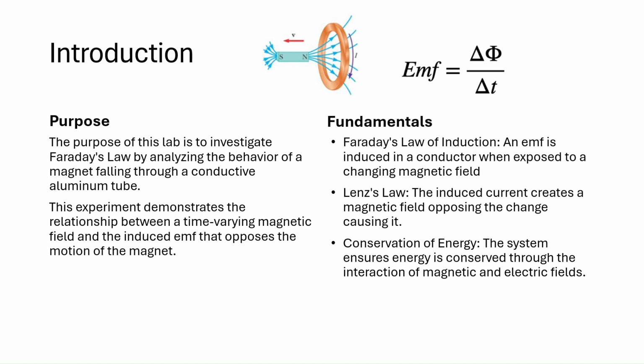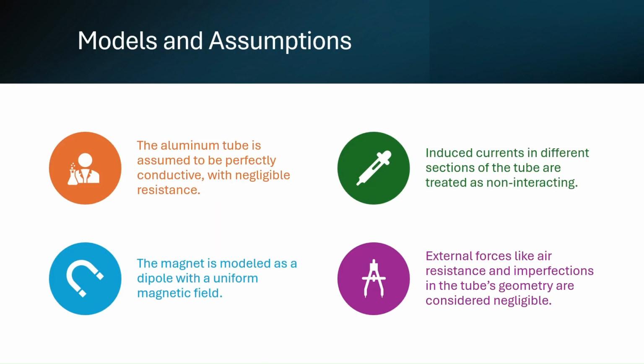Some of the fundamental laws that we're going to use in this lab are Faraday's law, Lenz's law, and the conservation of energy. So the model is that the aluminum tube is assumed to be an ideal tube, so no resistance, and it's a conductive material. And the magnet is going to be modeled as a dipole with a uniform magnetic field.